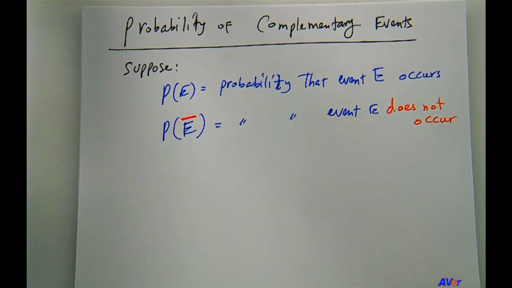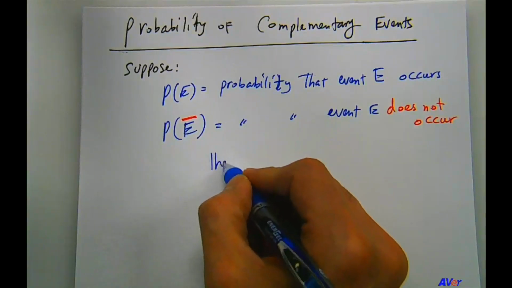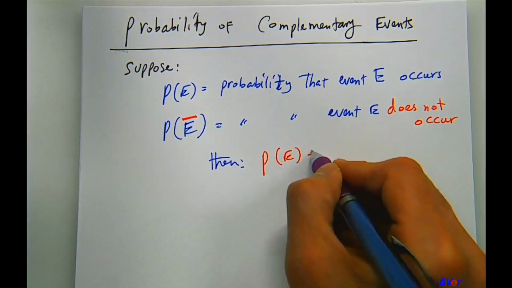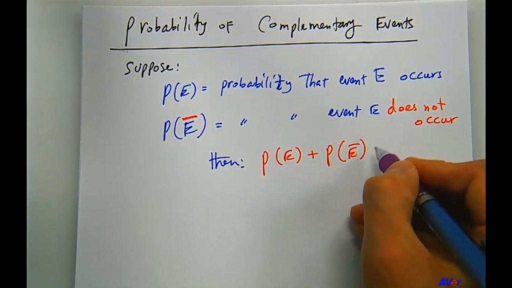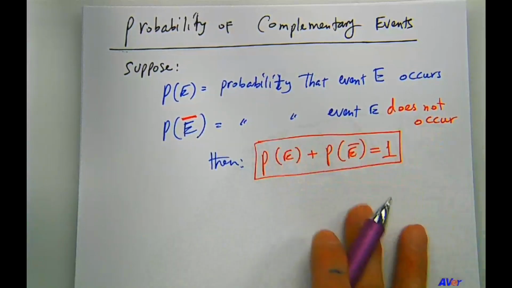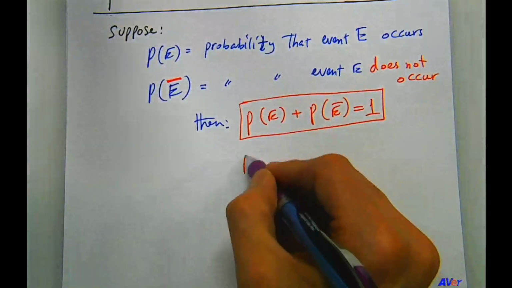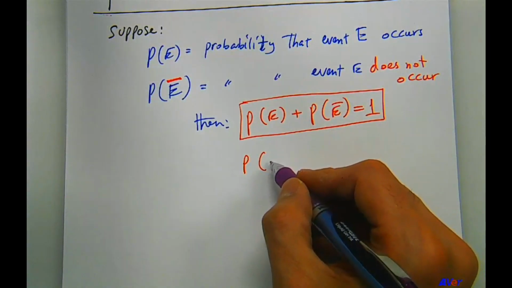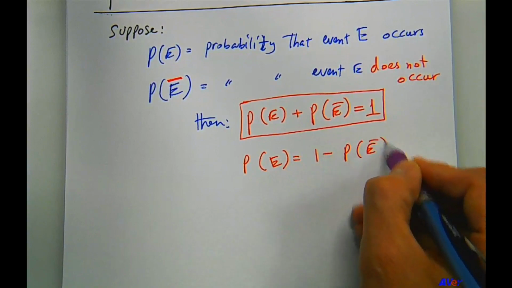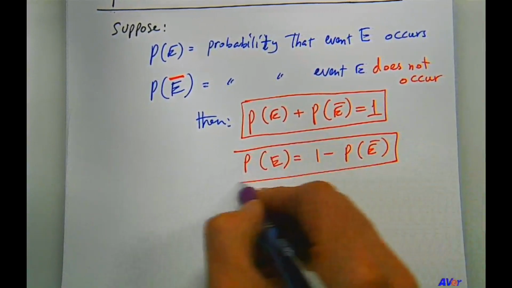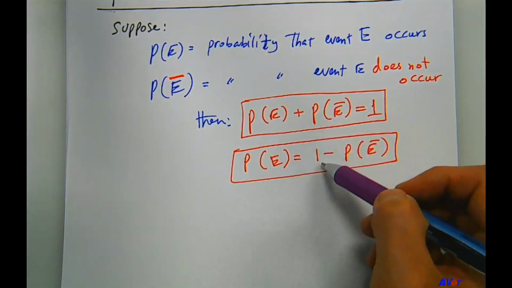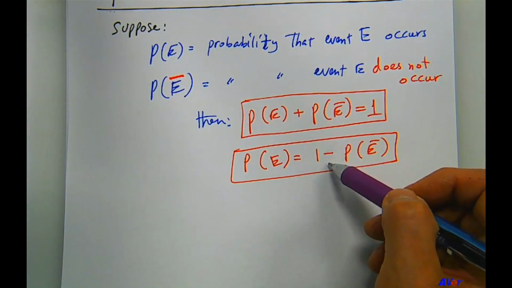Okay, does not occur. Then, if that's the case, then probability of E plus probability of E bar is equal to 1. And probability of E is equal to 1 minus probability of E bar. They're the same thing. This is the same formula as that, but this has been algebraically manipulated.